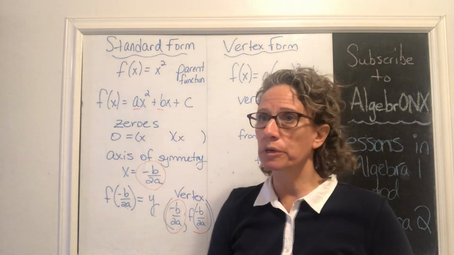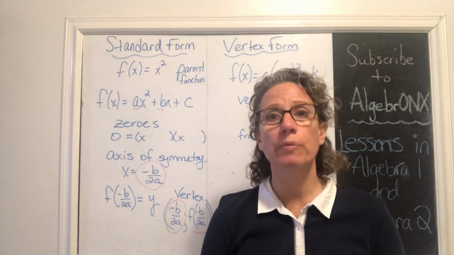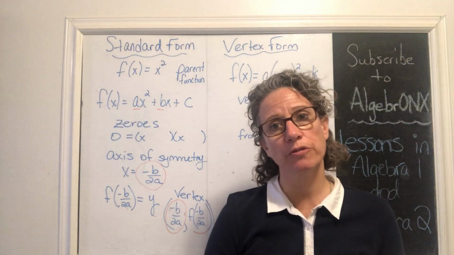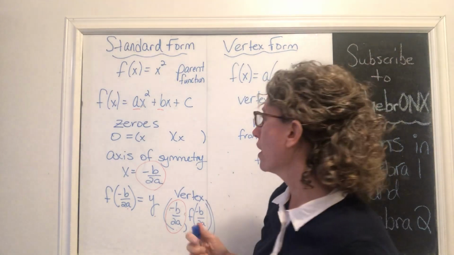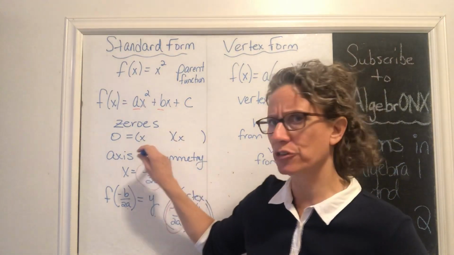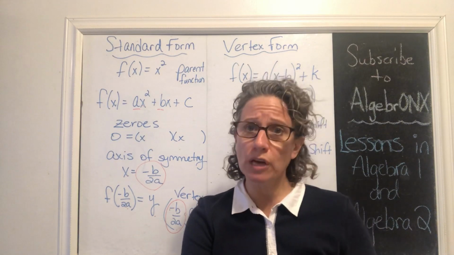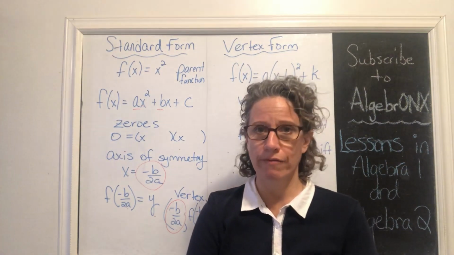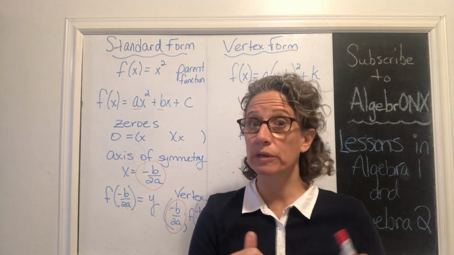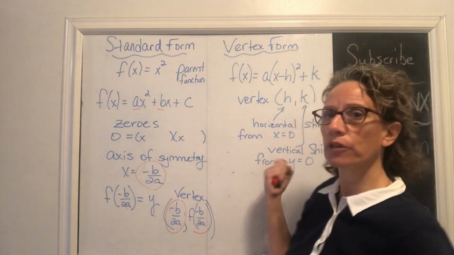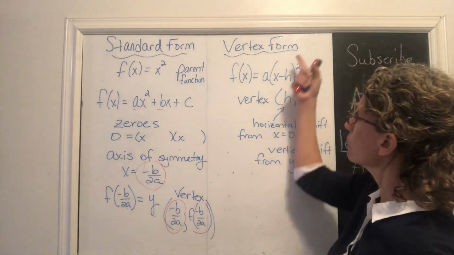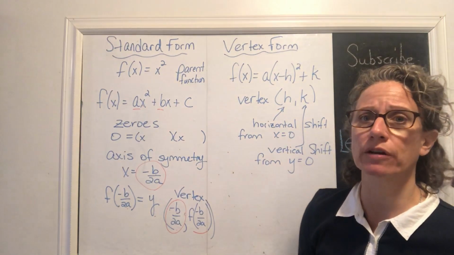In the next unit, we'll be going into the quadratic formula, where we can also solve for the zeros of the function when the quadratic is unable to be factored. So other ways to solve for the zeros when you don't have a factorable trinomial will be coming soon. Now on the right here, we have the vertex form of a quadratic function.